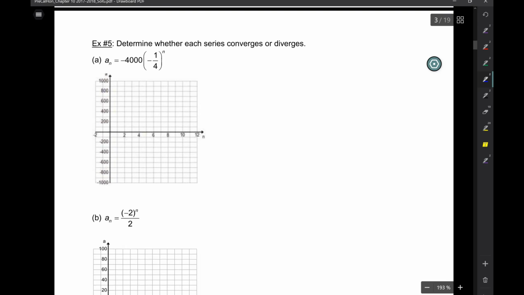All right, let's do a couple of examples here. We want to determine convergence, and sometimes you can see it right off the bat. Sometimes you need several terms to be able to see it. So let's take a look at this one. A sub 1 is negative 4,000 times negative 1 over 4 to the 1. Well, that's just positive 1,000. We do the same for a sub 2: negative 4,000 times negative 1 over 4 squared. If you square that negative 1/4, it's positive, so the answer is negative 250. And moving down, A3 is going to be 62.5.